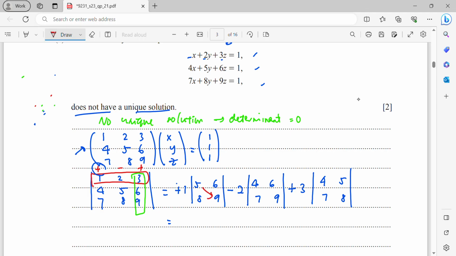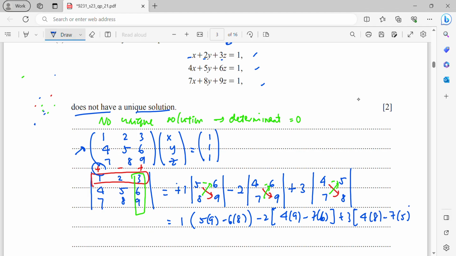Now it is very easy, just the red arrow minus the green arrow. That is how we calculate the determinant of a 2 by 2 matrix. So here it will be plus 1, I will just write 1, then you multiply the red minus the green. I will get 5 times 9 minus 6 times 8, then minus 2 bracket 4 times 9 minus 7 times 6, plus 3 bracket 4 times 8 minus 7 times 5.